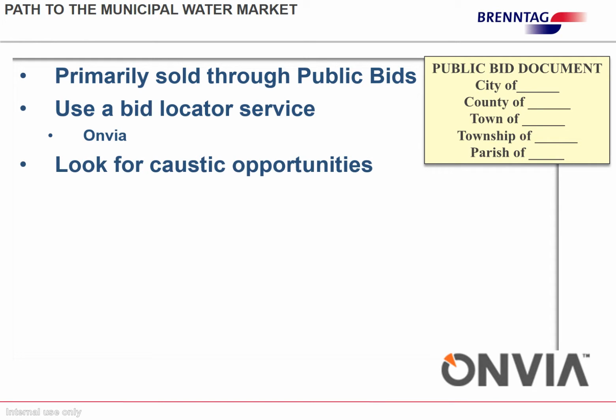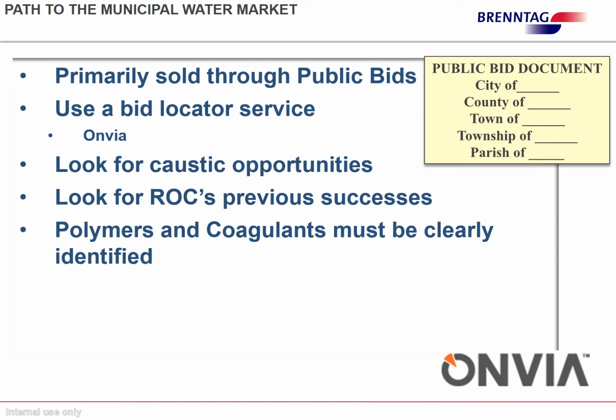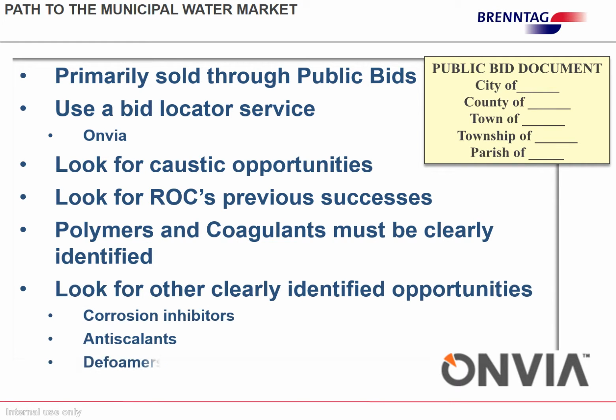Always look for caustic opportunities. Look for any successes that your rock has previously had. If there are polymers like polymers, coagulants, or flocculants, they must be clearly identified. Likewise, other opportunities like corrosion inhibitors, anti-scalants, and defoamers also must be clearly identified.